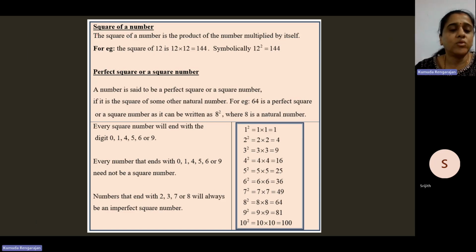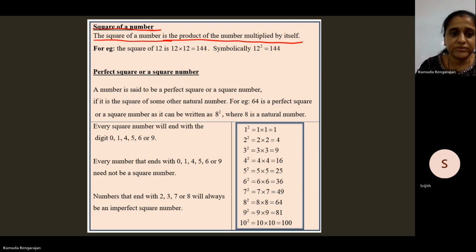So what do you mean by the square of a number? The square of a number is the product of the number multiplied by itself. When you have to find the square of a number, you should find a product. So it's the product of the number multiplied with itself.